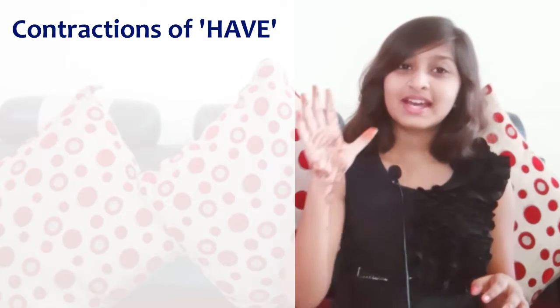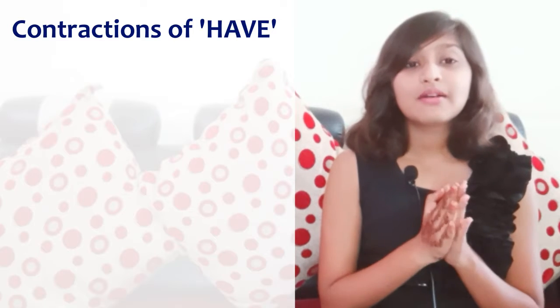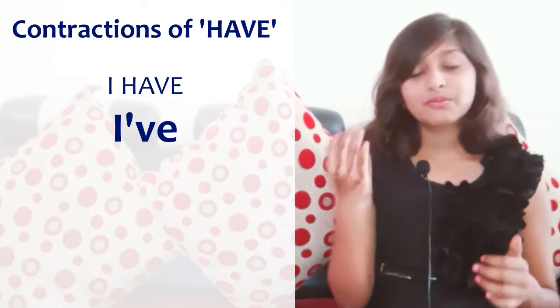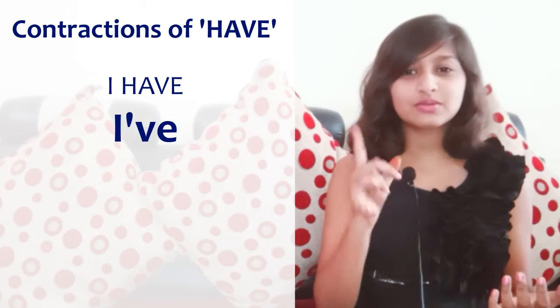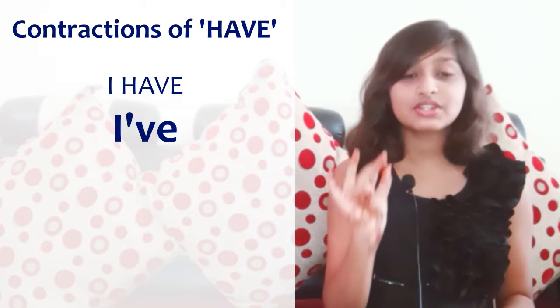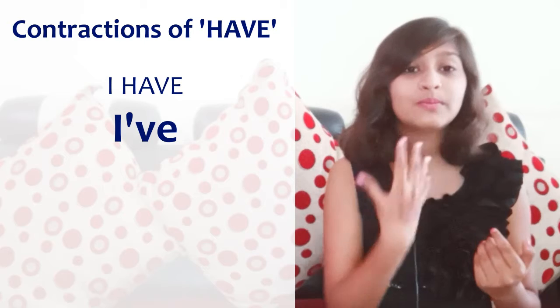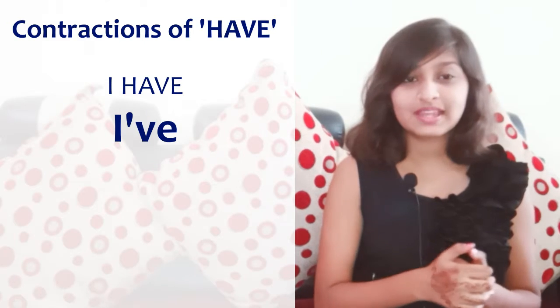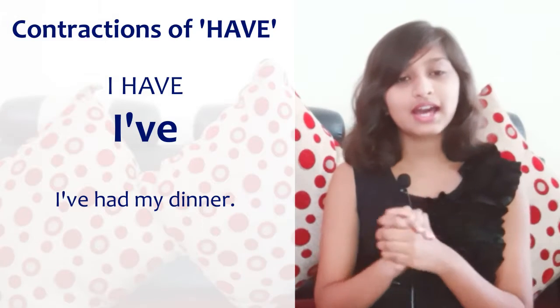Now friends, let's move on to the next set of contractions. These are the contractions of the verb have. These contractions are also really easy. First is I've, which is the contraction of I have. Instead of omitting just one letter, we are actually omitting two letters. Those are H and A. We are omitting the H and A of have and we are replacing it by an apostrophe. I've. For example, I've had my dinner. I have had my dinner.